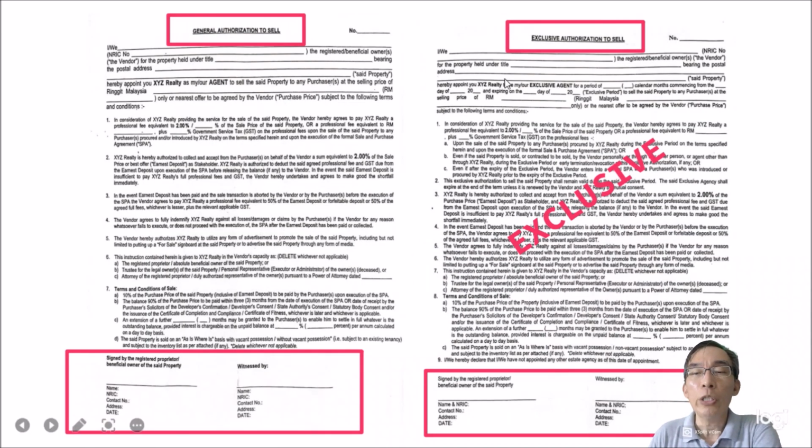So this is a general authorization to sell, and this one on the right hand side is actually an exclusive authorization to sell. So on the exclusive part, you can see more detail, whereas the general one is less detailed. Signed by the proprietary owner, the registered proprietary owner, and then witnessed by usually the negotiator.